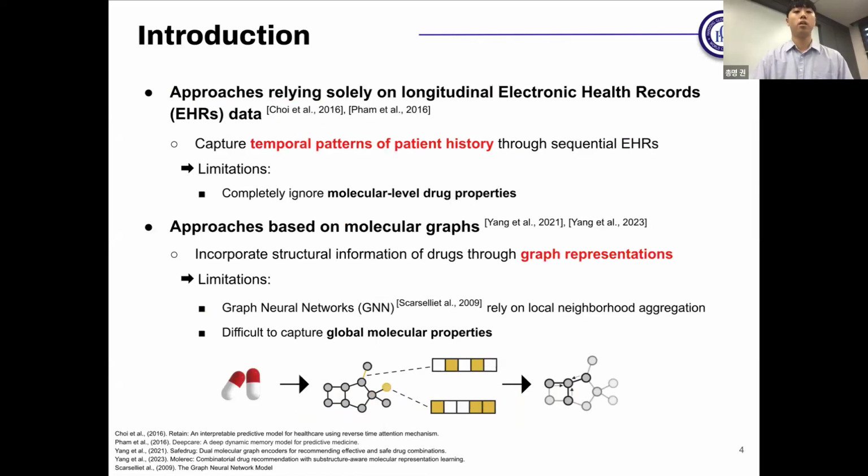Previous studies mainly use longitudinal EHR data to capture temporal patterns of patients' history. However, they ignore molecular-level drug properties. In some approaches, molecular graphs capture structural information, but GNNs rely on local neighborhood aggregation, making it difficult to capture global molecular properties.